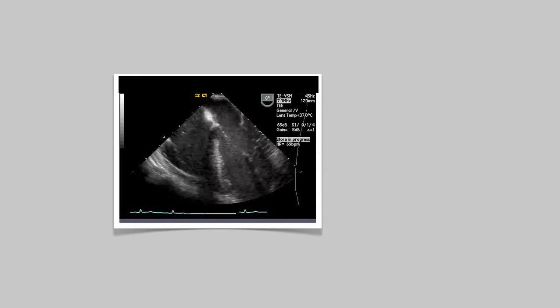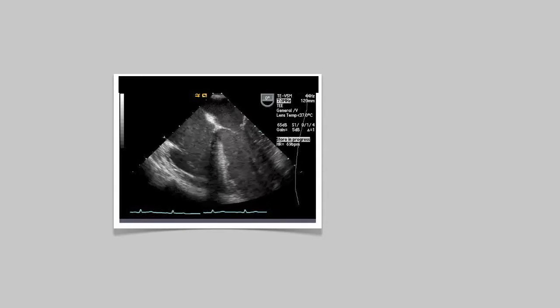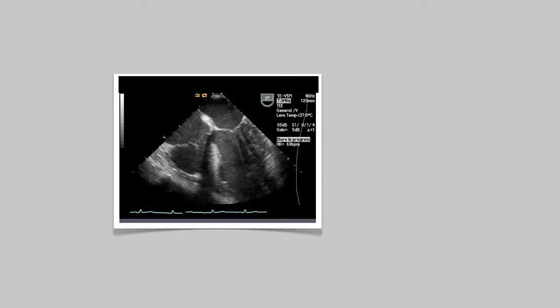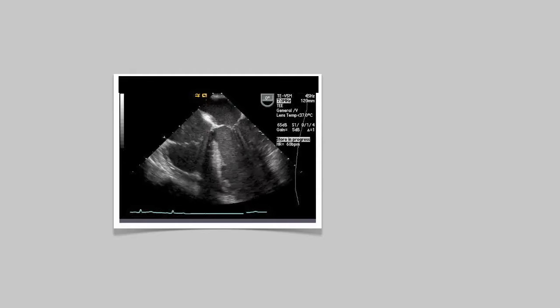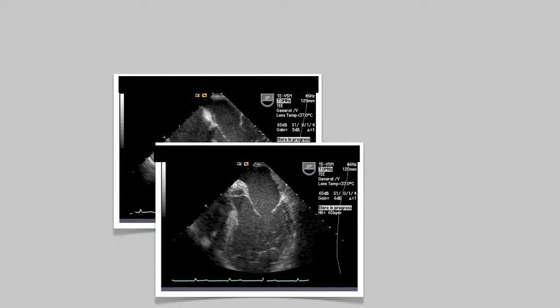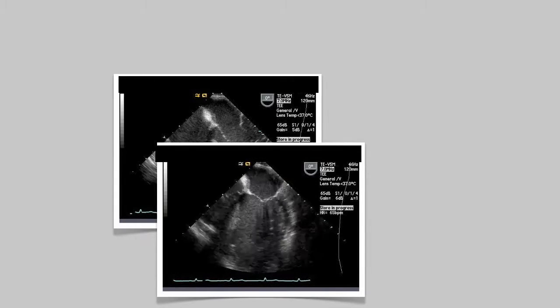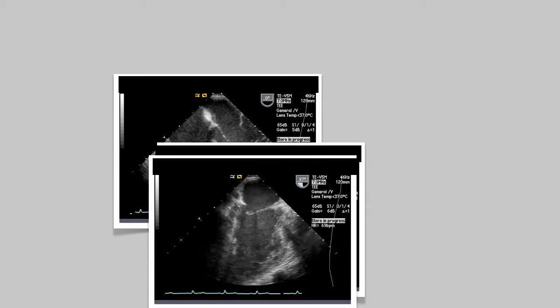In this series of images, we see a normally functional mitral valve with a normal plane of coaptation and leaflet mobility. The imaging planes here are the mid-esophageal 4-chamber, 5-chamber, 2-chamber, and long axis.